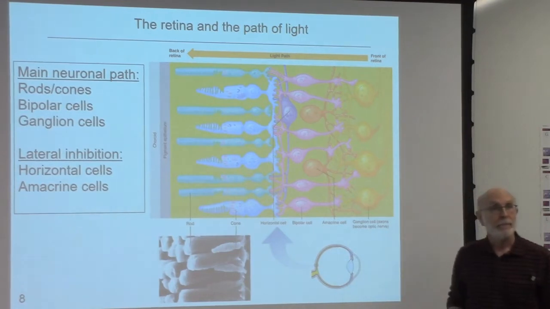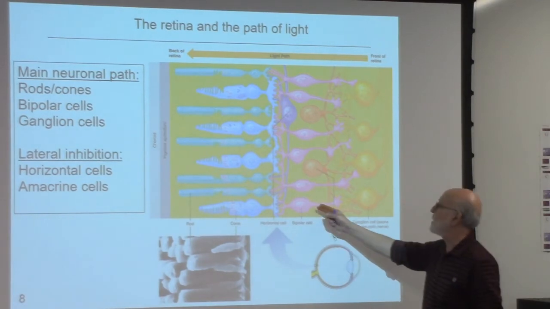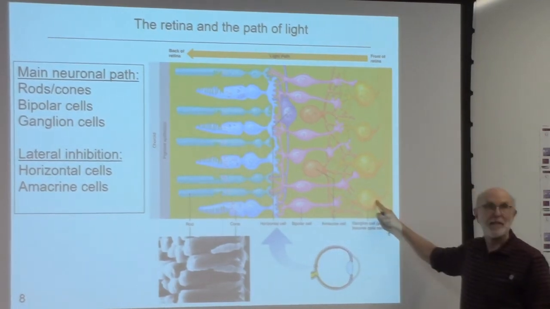Yeah? So the bipolar cells are synapsing to the ganglion cells? The bipolar cells form synapses on the ganglion cells, indeed.